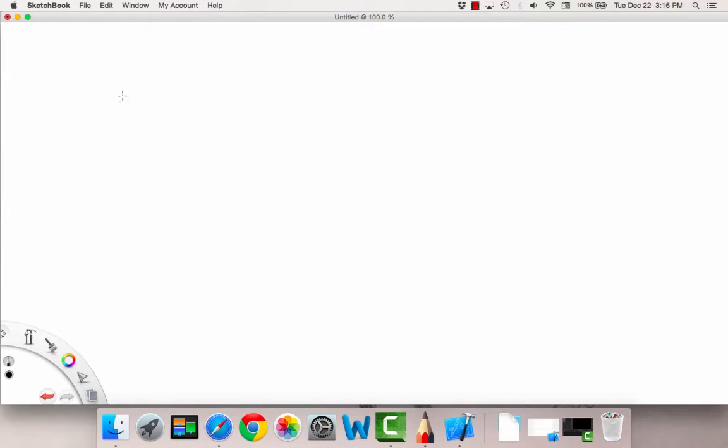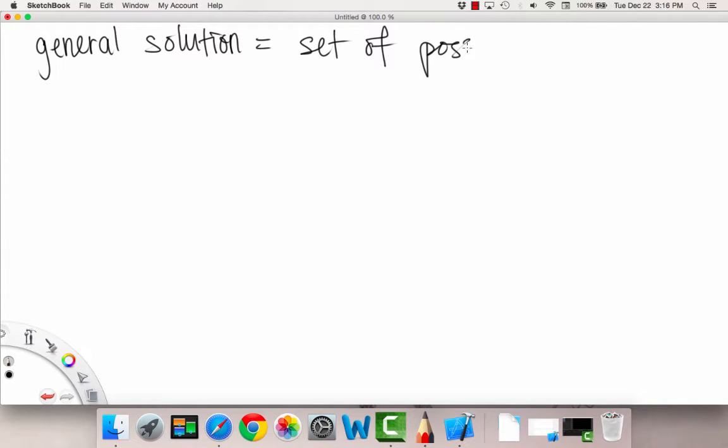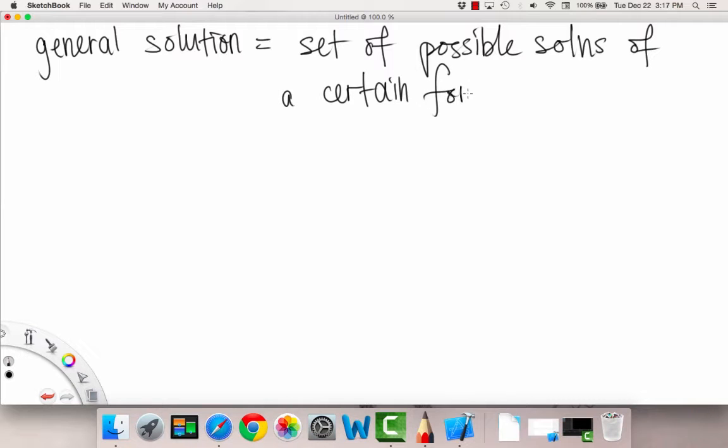So this means that we could have what is called a general solution. So let me write that out. General solution. The definition of this is basically a set of possible solutions of a certain form. And this is also, of course, true for an ODE. Okay? So what does this mean?